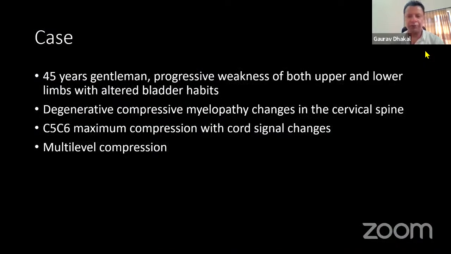So this is a 45-year-old gentleman with progressive weakness of both upper and lower limbs with altered bladder habits. There are degenerative compressive myelopathic changes with focal cord changes at the C5, C6 level with maximum compression. However, it's a multi-level disc osteophyte complex pathology compressing the cord. So this is the case presentation, and I would like to open the floor for discussion.